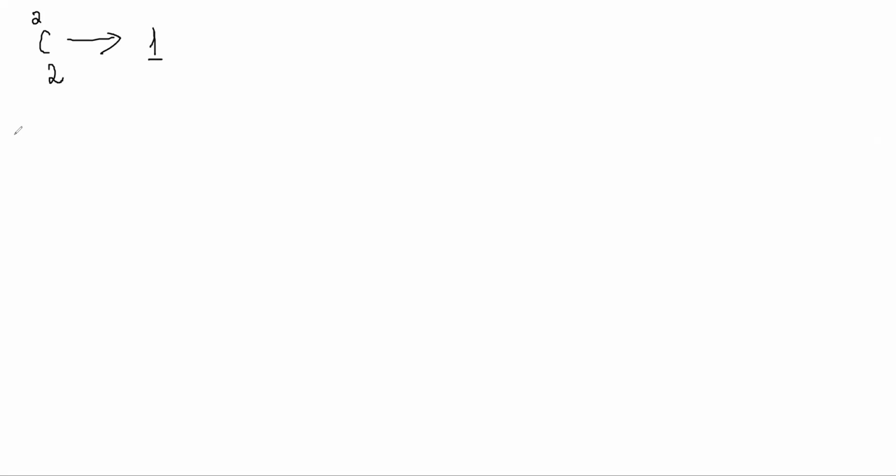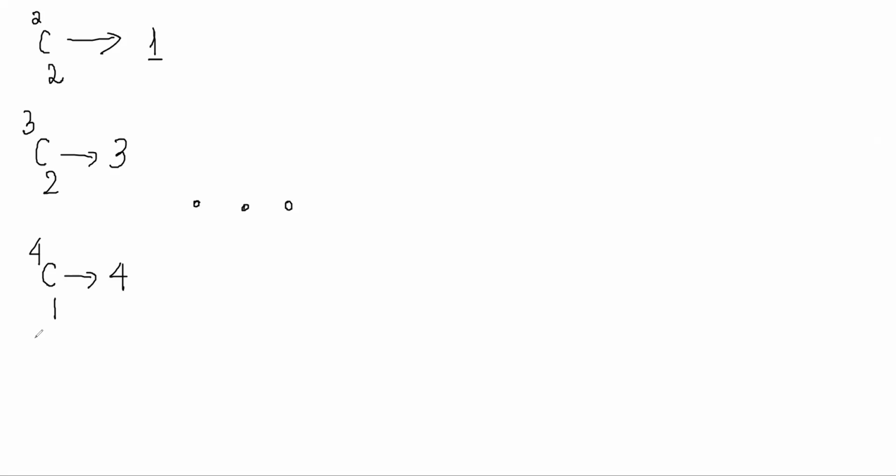And 3C2, let's think about this. You have 3 things, you have to select 2 things, right? Again, there will be 3 ways, because one of the things has to be omitted, right? So you can select which one gets omitted. That can be done in 3 ways, right? So similarly, 4C1 will be 4, obviously.